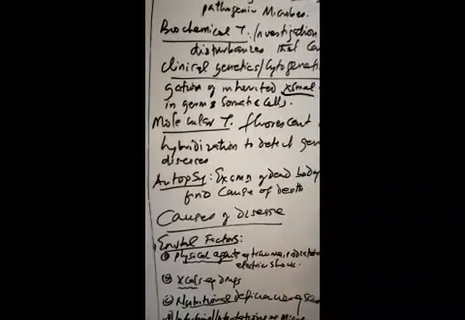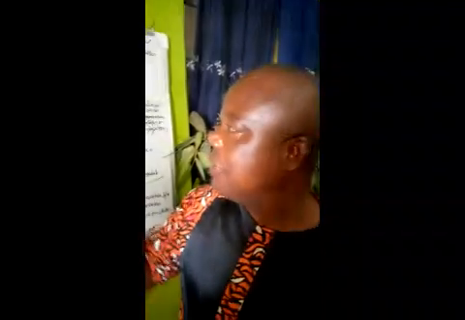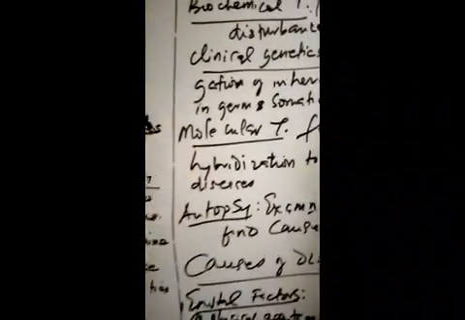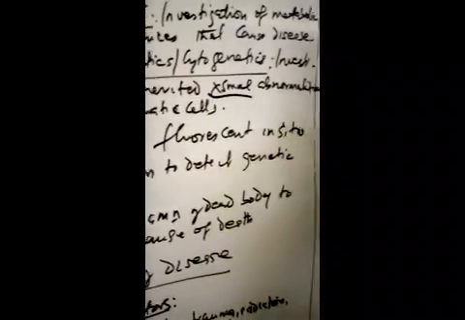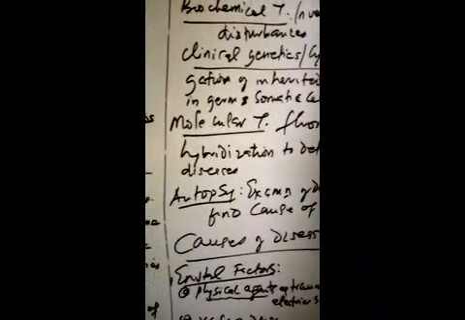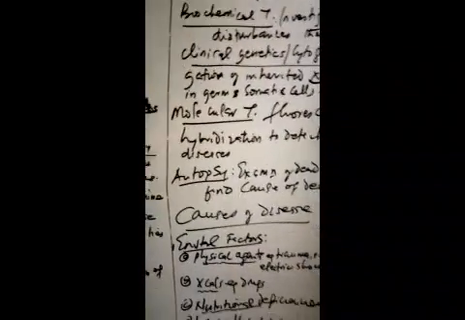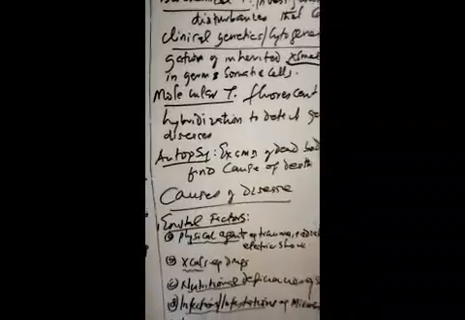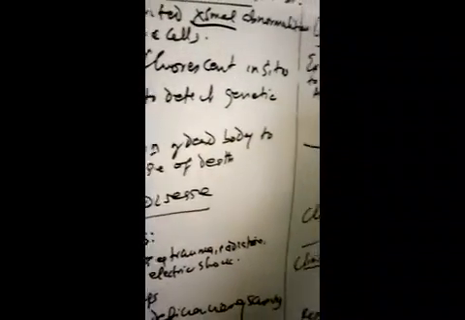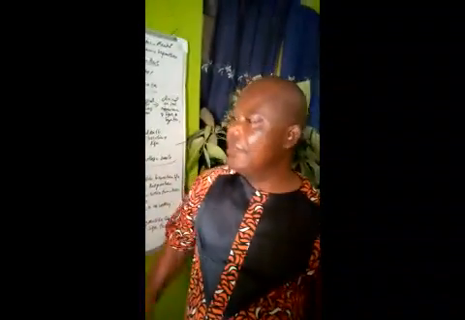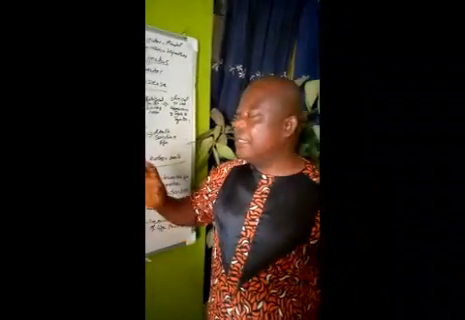Molecular technique. Fluorescent in situ hybridization to detect genetic disease. Autopsy. Examination of a dead body to find the cause of disease. Examination of a dead body to find the cause of what? Disease.